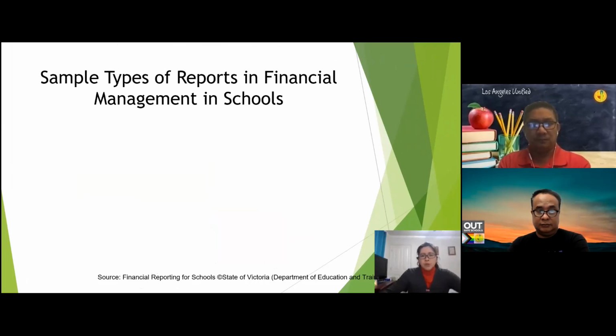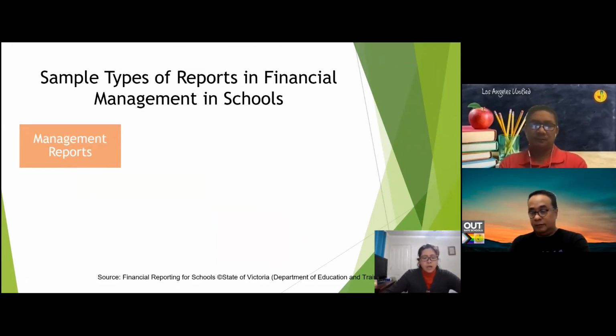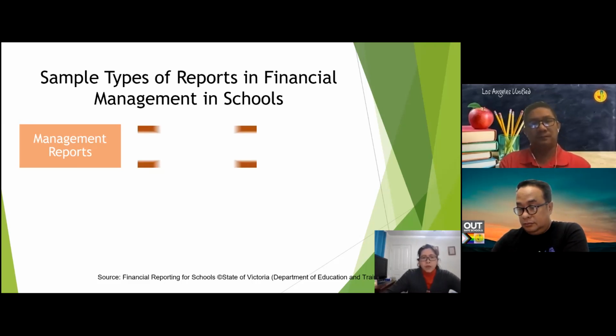Now, there are different types of reports in financial management specifically to schools. One is what we call the management reports, which are reports used by administrators like principals, assistant principals, or managers who are responsible for the day-to-day operations of the school. They will report how they use their budget, how they utilize their funds effectively.